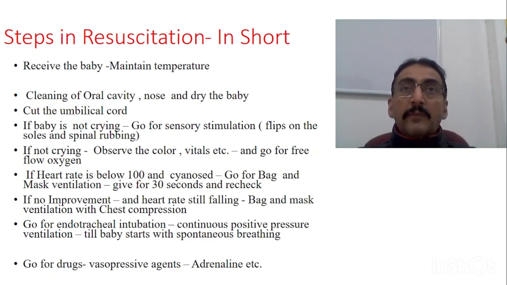So now here we have to go for endotracheal intubation. Okay, if the chest compression is also not working along with bag and mask ventilation, then go for the endotracheal intubation. Okay, and by putting the endotracheal intubation, you have to go for continuous positive pressure ventilation, till the baby starts spontaneous breathing. In the meantime, if the heart rate is now below 60, at that time you can go for some of the drugs. Vasopressive agents can be given. One of the most commonly given drugs is adrenaline.